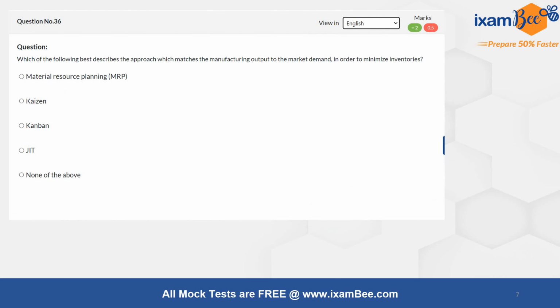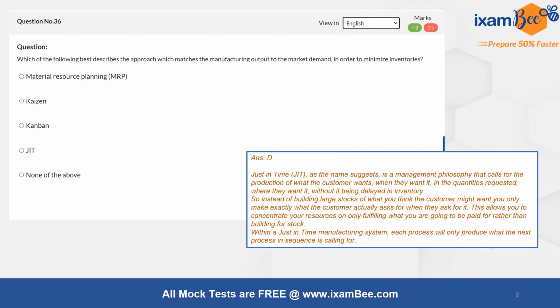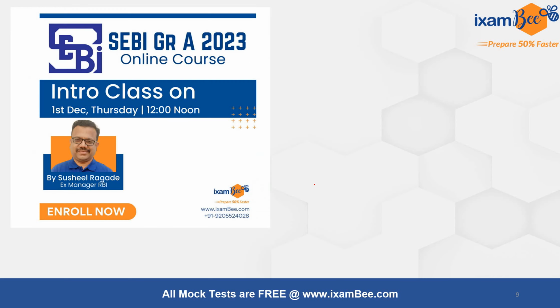Next question: which of the following best describes the approach which matches the manufacturing output to the market demand in order to minimize inventory? So we are looking to minimize inventory. It is a lean systems related question, in which I am trying to match my output to the market demand. That means I am trying to follow a pull strategy here. So this is associated with JIT, just in time.